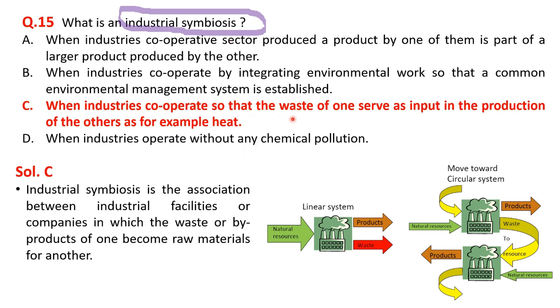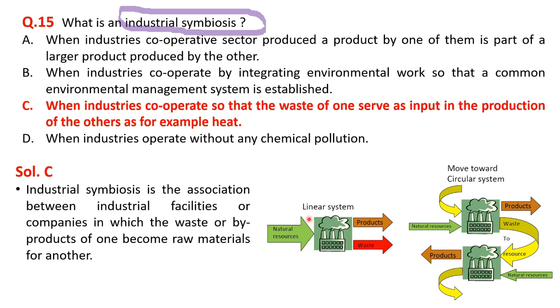So when industries cooperate so that the waste of one serves as the input in the production of the others, as for example heat. Or I can give you one simple example also. In a sugar cane industry, the raw material is sugar cane. So from it you get sugar cane juice as well as sugar, as well as the waste product molasses, and this molasses and waste sugar cane juice can be used in the manufacture of the biofuel called ethanol. So the waste of one industry is a resource for another industry. So this particular relation is called the symbiotic relation between the industries.